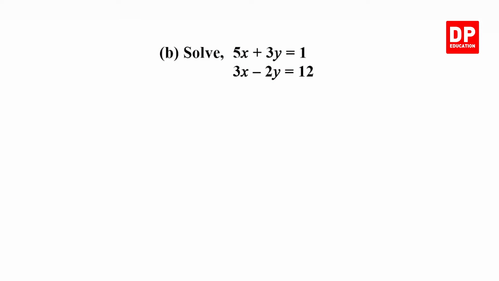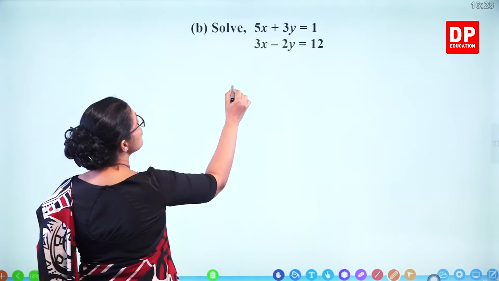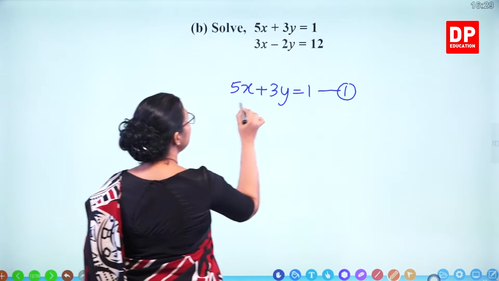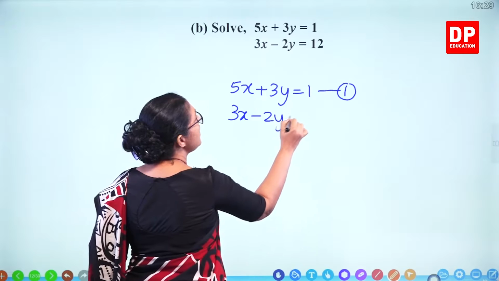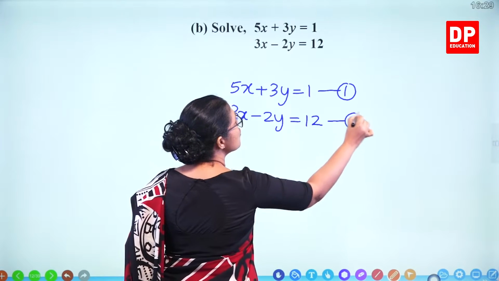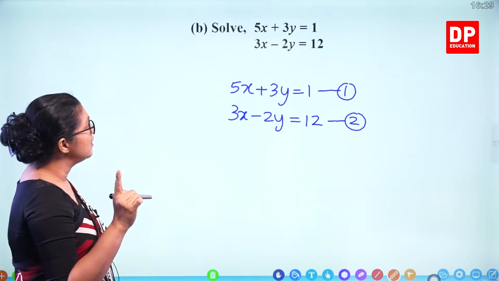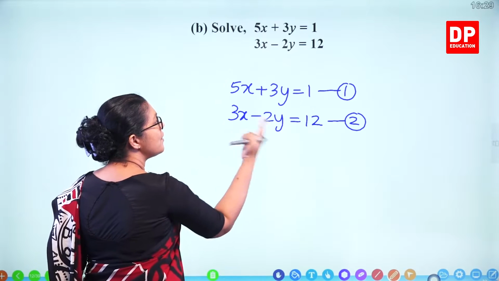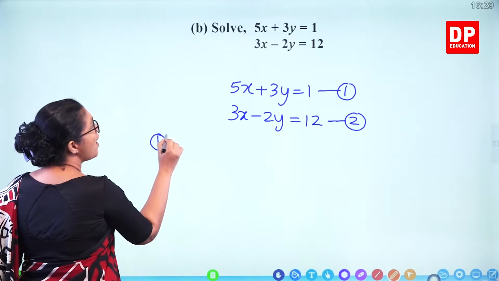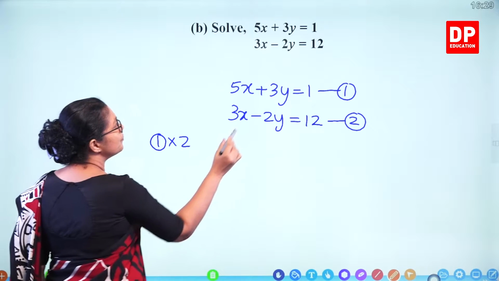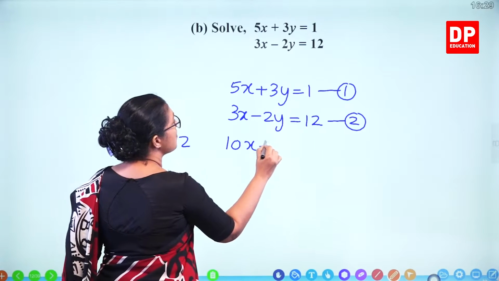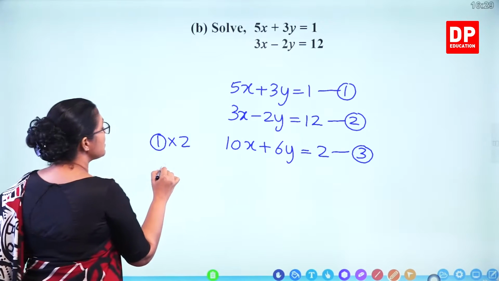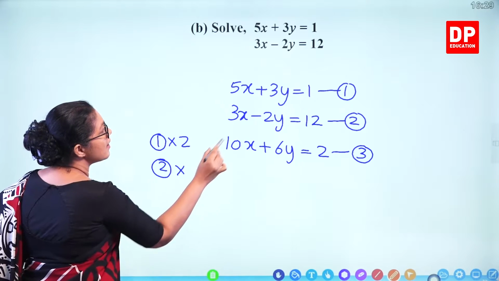Now let's look at the next part. This is simultaneous equations. So you get 2 equations, 5x plus 3y equals 1. That's the first equation. 3x minus 2y equals 12. Second equation. So you have to make the coefficients equal. Which one is easy? So we can multiply the first one by 2 and this one by 3 and add it. So 1 multiplied by 2. What you get? 10x plus 6y equals 2. That's our third equation. Multiply the second by 3.